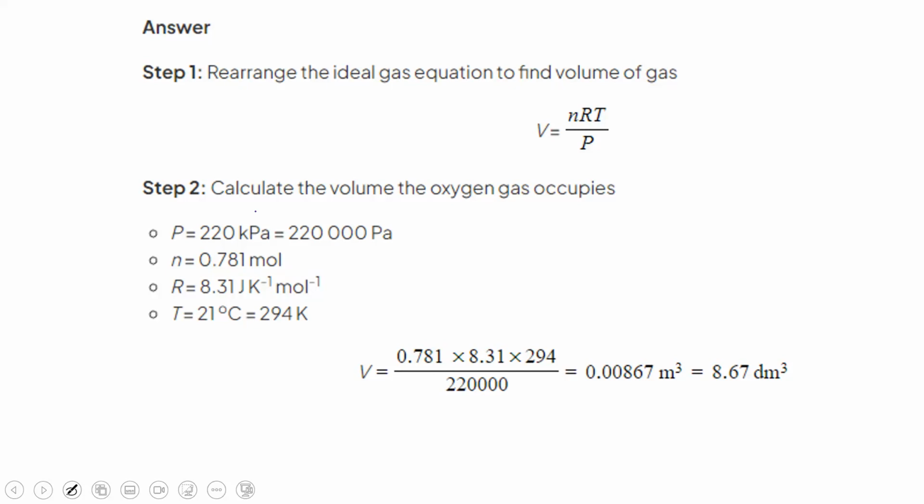Okay, so I've rearranged the equation. Calculate the volume the oxygen occupies. Pressure, I have converted to Pascal. Moles, R value. Temperature converted to Kelvin. Then put it in the equation. This is a solved example. So you have to copy the working for reference. Okay, done. You have copied it? Yes.